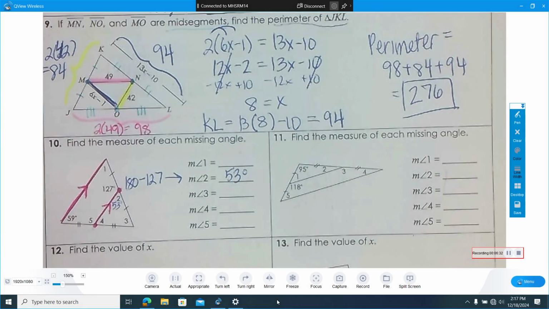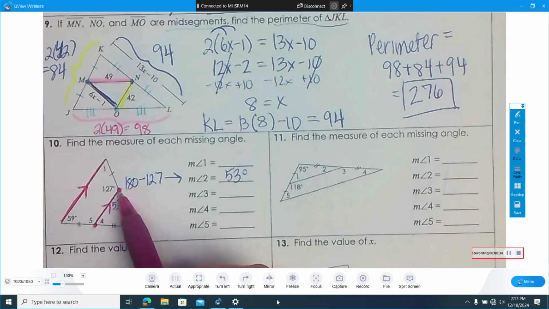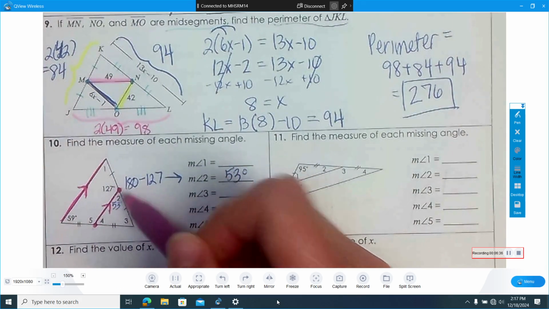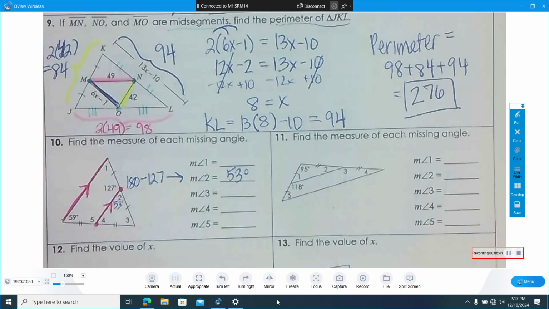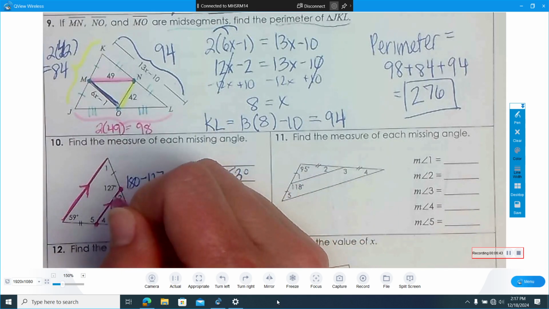Now, looking at the parallel lines there, I have parallel lines. Tell me about angle 1 and angle 2. They would be the same. Why? Because?